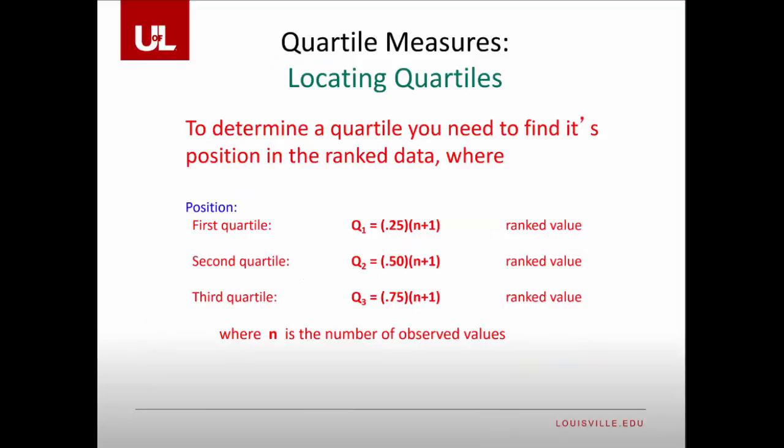To determine a quartile, you need to find its position in the ranked data when n is the number of observations. The first quartile is going to be 25% times n plus 1.